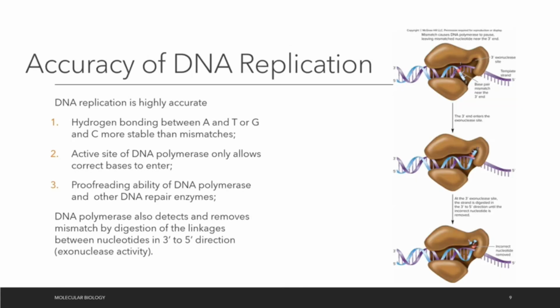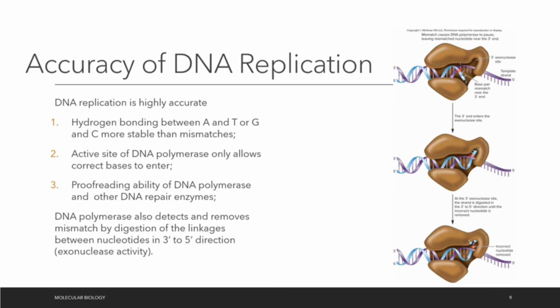DNA replication is a very accurate process. In the process, only the correct nucleotides which base pair with the template strand can be added onto the new DNA strand. This is because of three reasons. The first one is the hydrogen bonding between the bases. The hydrogen bonding between A and T and between G and C is more stable than if there were any mismatches. So when the bases are coming in, only the strongly base pairing bases will be retained.